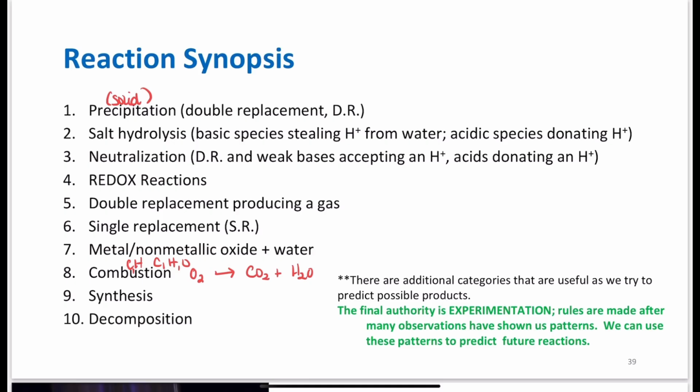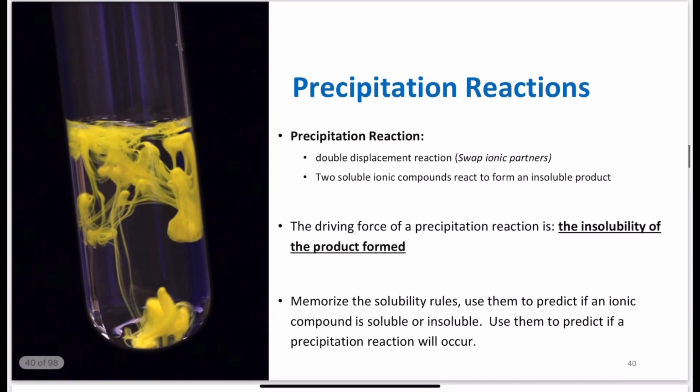So again, there are additional categories that are useful as we try to predict the possible products. The final authority here is always experimentation. Rules are made after many observations have been shown, and we can see the patterns that are coming through. We can use these patterns to predict future reactions.